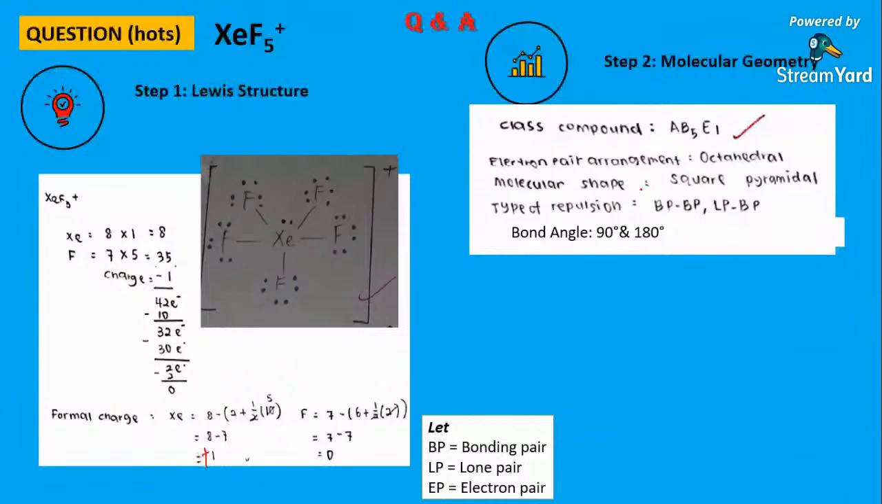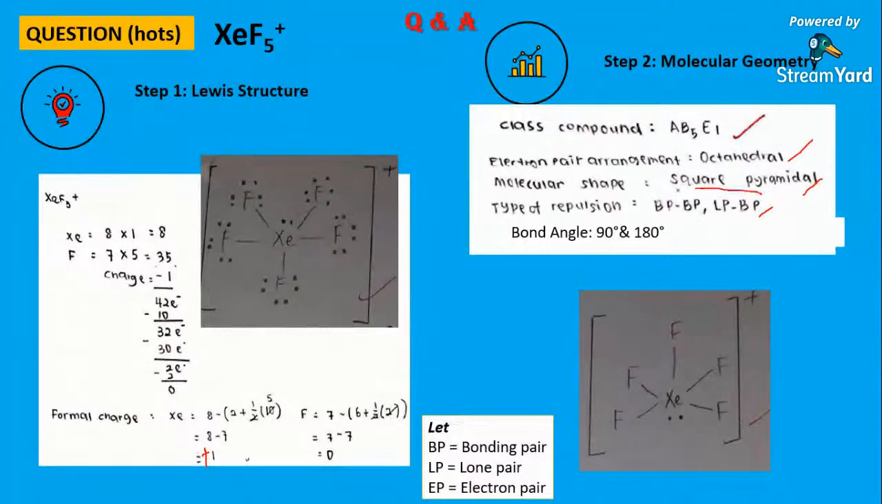Okay, so AB5E1, yes. Five bonding pairs, one lone pair, so it is a total of 6. So 6 is octahedral, correct? And then with one lone pair, square pyramidal, correct? And then the type of repulsion: bonding pair, lone pair, and lone pair.